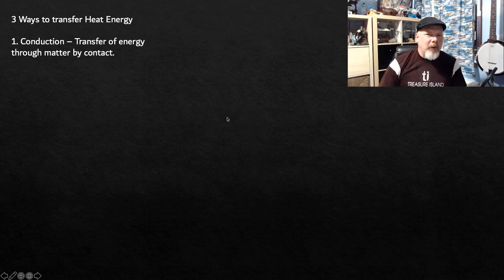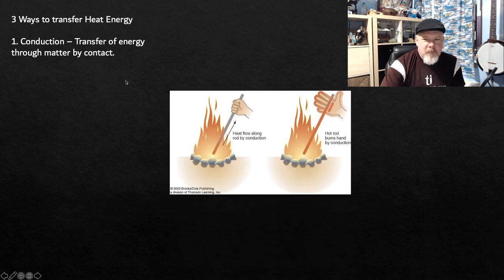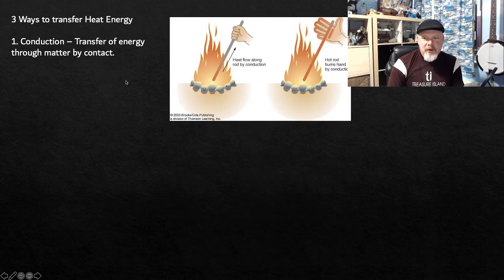Okay, so there's three ways that we can move that energy from one place to the next. First of all, there's conduction. You've probably done this before. You had something that was hot, like a piece of metal, and the heat from the fire starts to heat up that metal. When you're touching that metal, you're basically allowing heat to go from that metal into your hand. So two objects touching each other is a way of conducting heat.